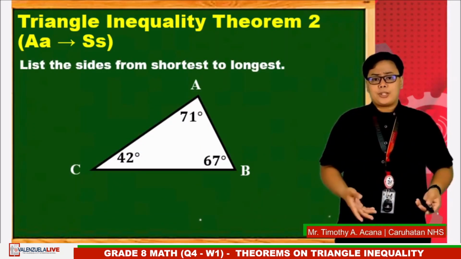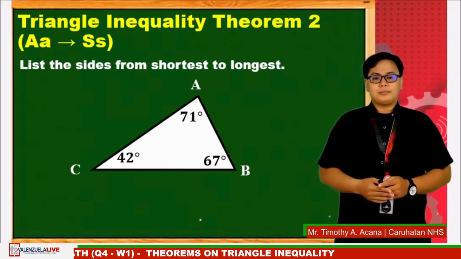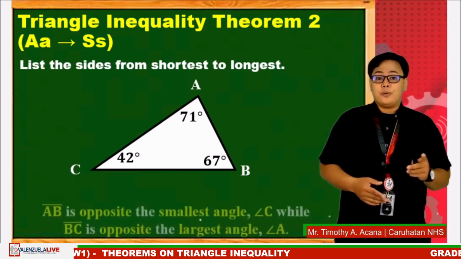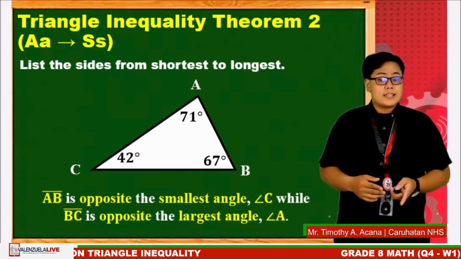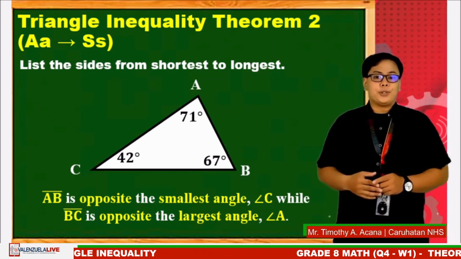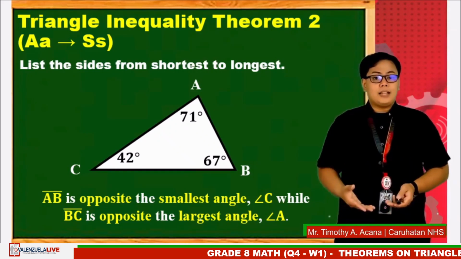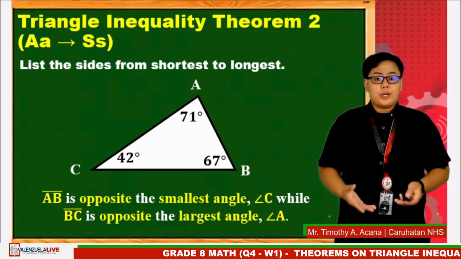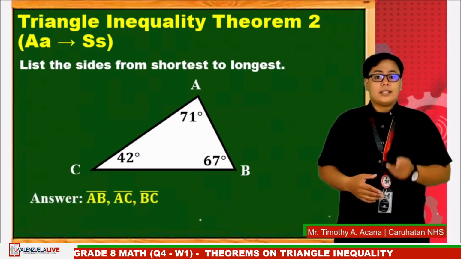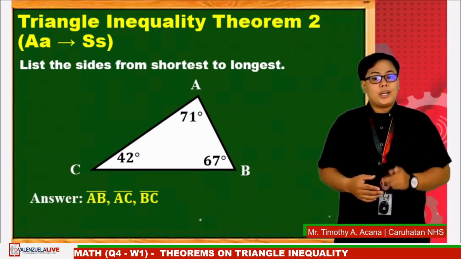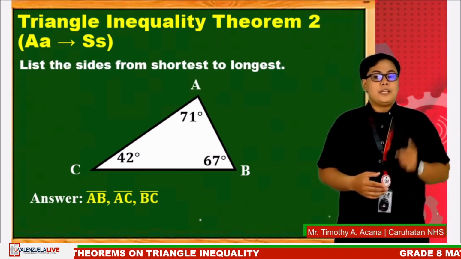Let us now try to list the sides from shortest to longest using the given figure. If you will notice, side AB is opposite the smallest angle, which is angle C, whose measurement is equal to 42 degrees. While side BC is opposite the largest angle, which is angle A, whose measure is equal to 71 degrees. Therefore, the sides of triangle ABC from shortest to longest are side AB, AC, and BC.